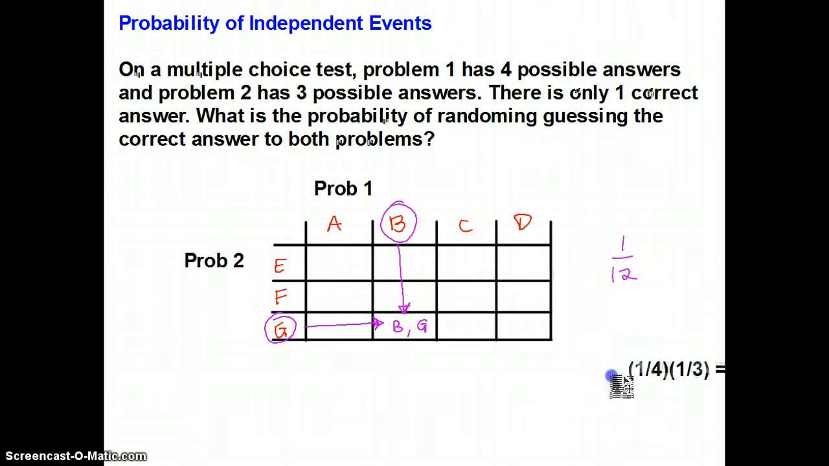Another way of looking at this is if we take the probability of selecting the correct answer from problem 1, that's a 1/4 chance, and the probability of selecting the correct answer from problem 2 is a 1/3 chance. And then if we multiply those two probabilities together, then we have a 1/12th chance of getting it correct. That's, of course, if we're just randomly guessing.